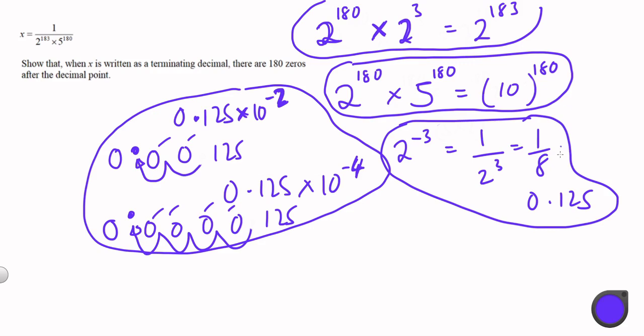Right, and maybe now we can do the question. Let's try the question now. Right, we're gonna have to break this down now. We've got a 1 at the top. So this 2 to the power of 183, I'm going to break it down to 2 to the power of 180 multiplied by 2 to the power of 3. Right, it's right here. Okay, you can see that. And don't forget, we've got times by 5 to the power of 180 as well. It's right here.